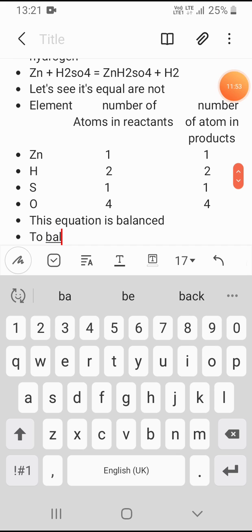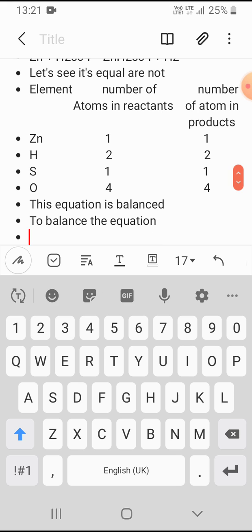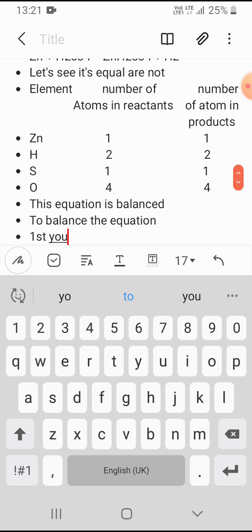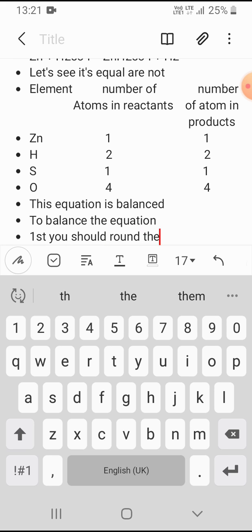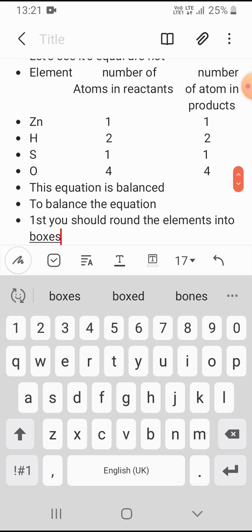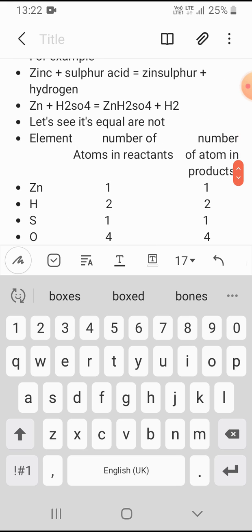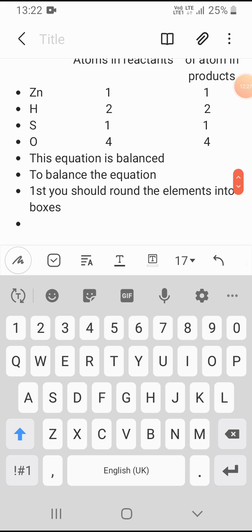To balance the equation, first you should put the elements into boxes. You should write those elements into boxes. See, you should put Zn into a box, H2SO4 into a box, ZnSO4 into a box, H2 into a box. First you should put them into boxes, so that you may not get any confusion about which one to take.